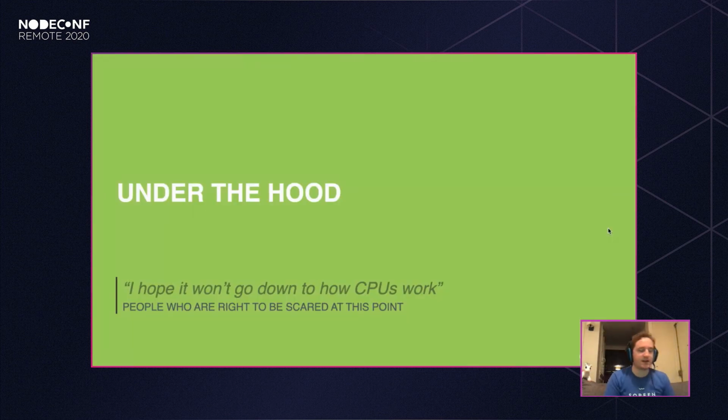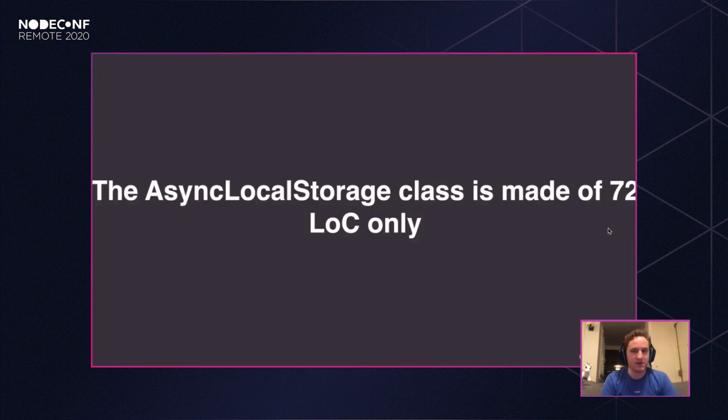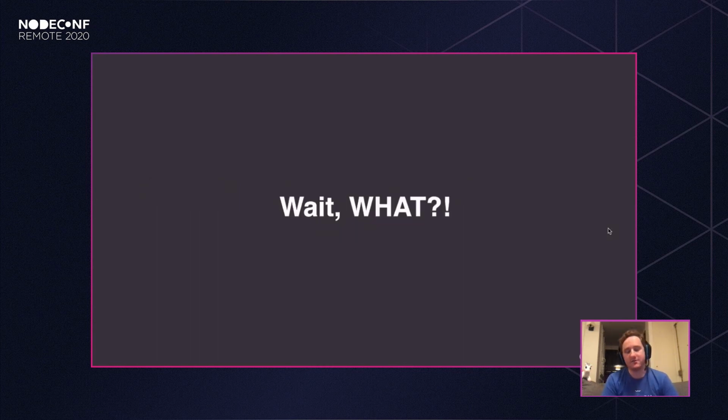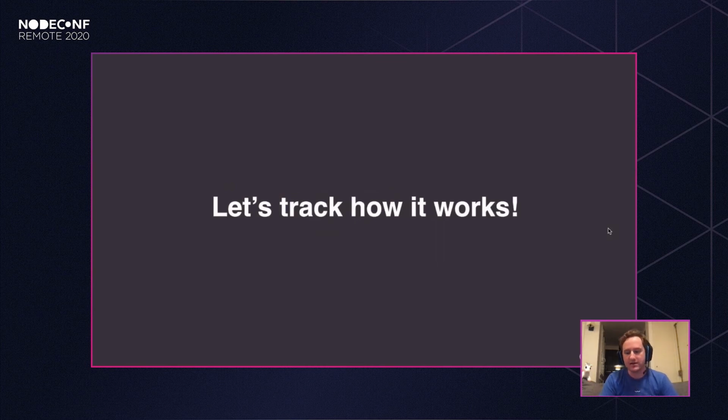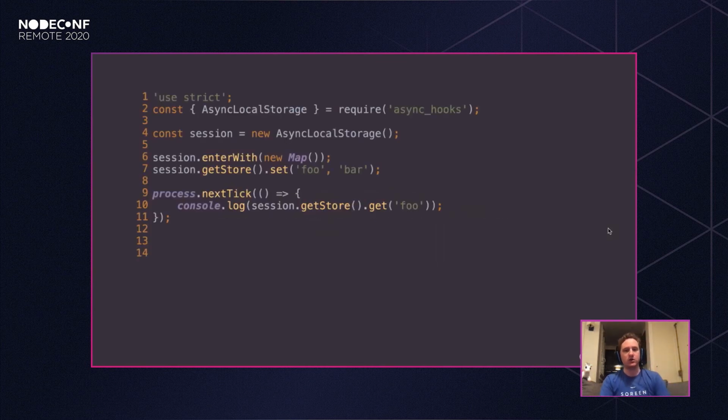Okay, and since I still have 10 solid minutes before the end of the talk, let's spend 5 minutes on seeing what the code looks like for this API in Node.js. So believe it or not, this API is only 72 lines of code or something like that. Yes, I know, it relies on a lot of internals of Node.js, but actually the AsyncLocalStorage class and its companion async_hooks are very light. Let's track how it works.